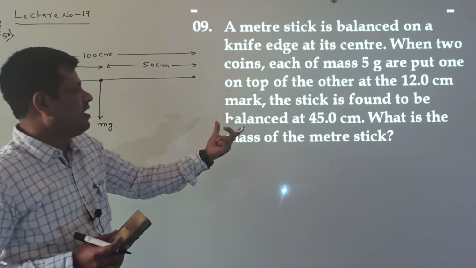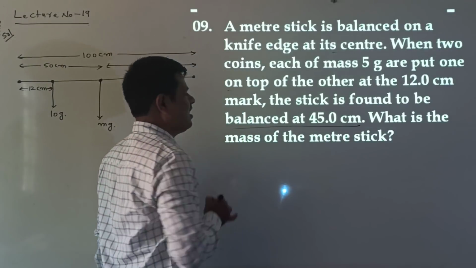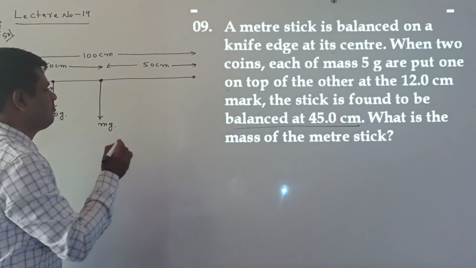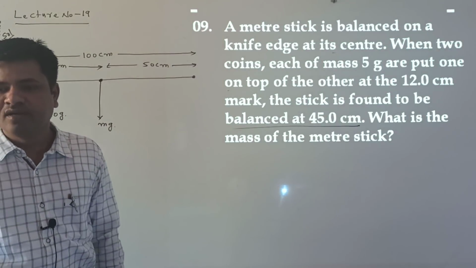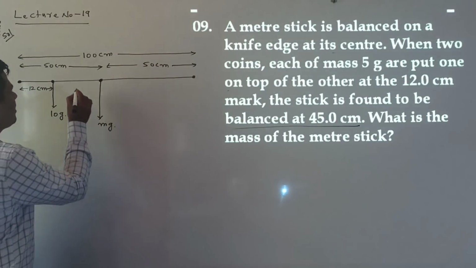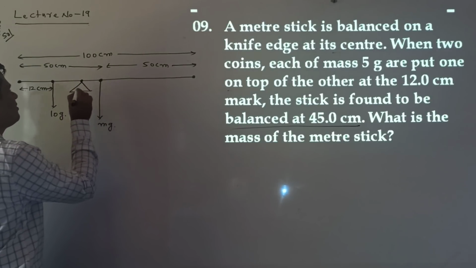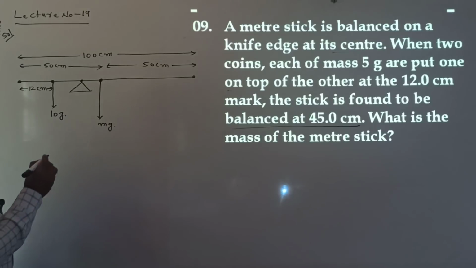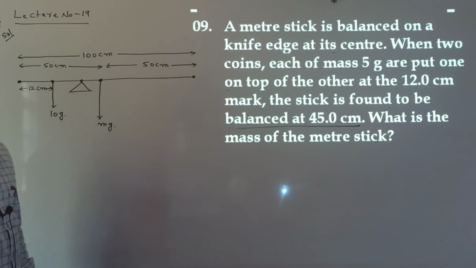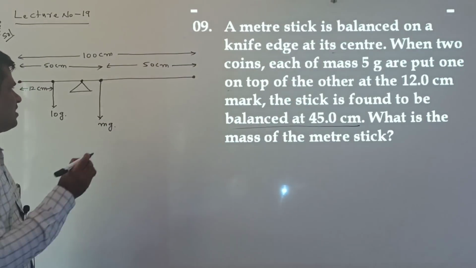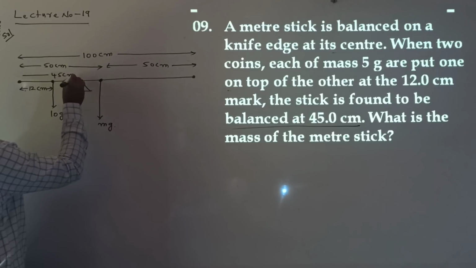That is, the balanced point changes. Initially the balanced point was at the middle, now it changes to here. Actually the 50 centimeter point was the balance point, now it changes to here. Here I have taken the knife edge. The balanced point changes to how many centimeter distance? 45 centimeter distance from this end. This is the balanced point, 45 centimeter.